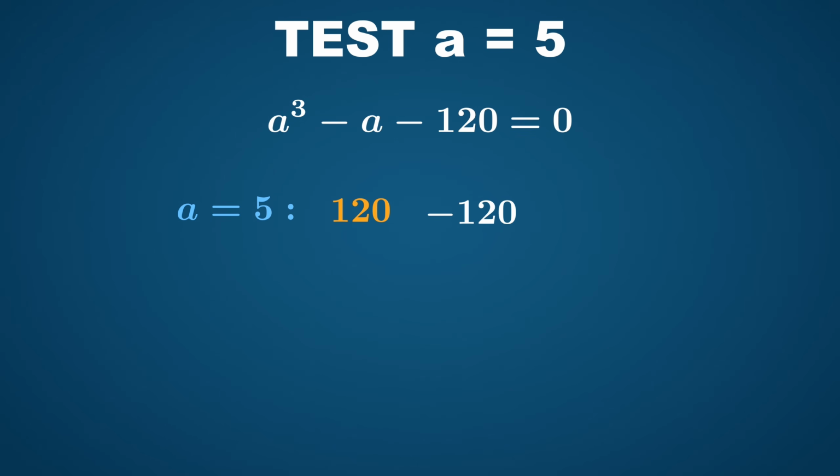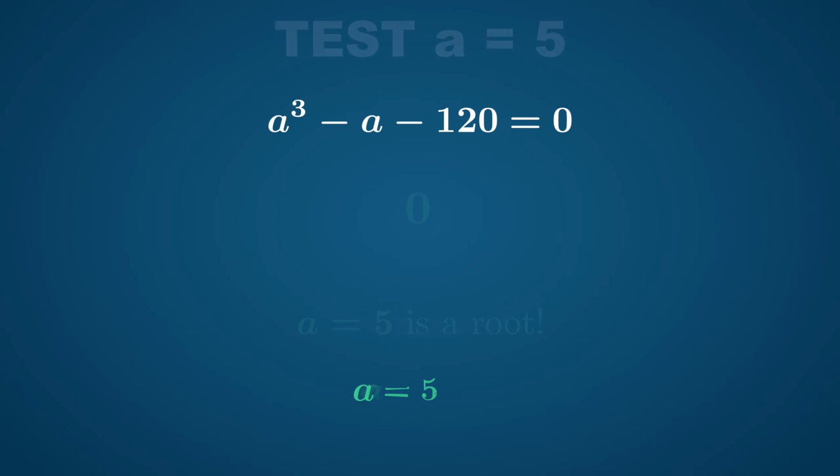125 minus 5 equals exactly 120. Finally, we subtract the constant term 120. 120 minus 120 equals exactly 0. This means our expression evaluates to 0 when a equals 5. We have successfully found a valid root for our cubic equation.